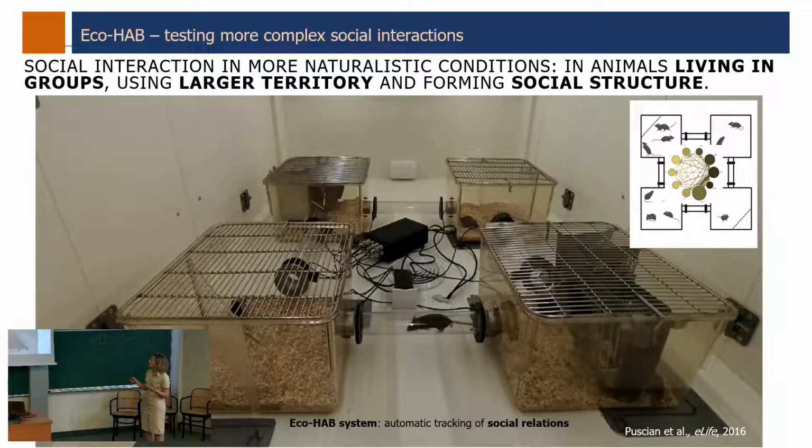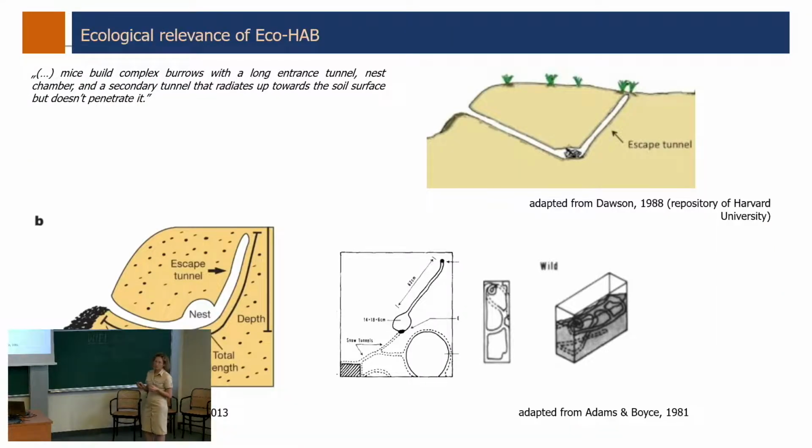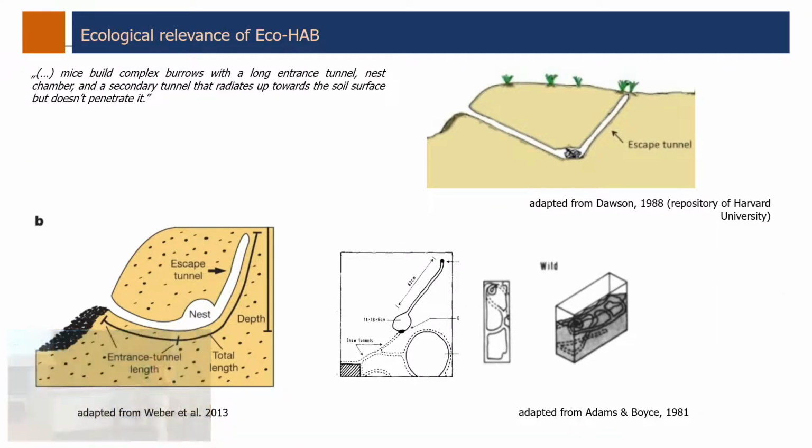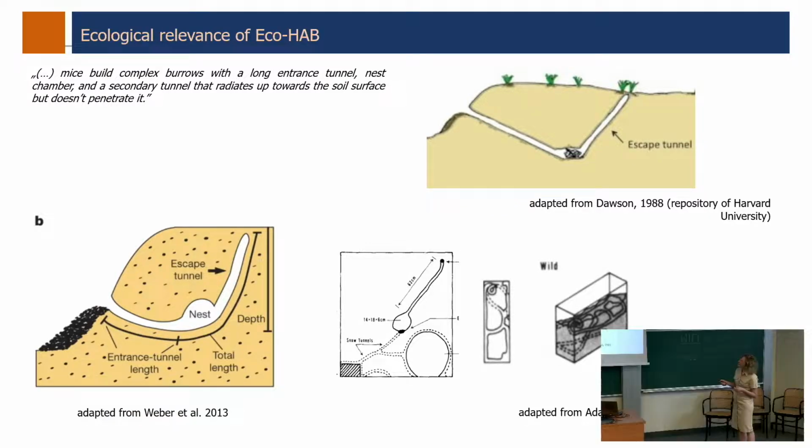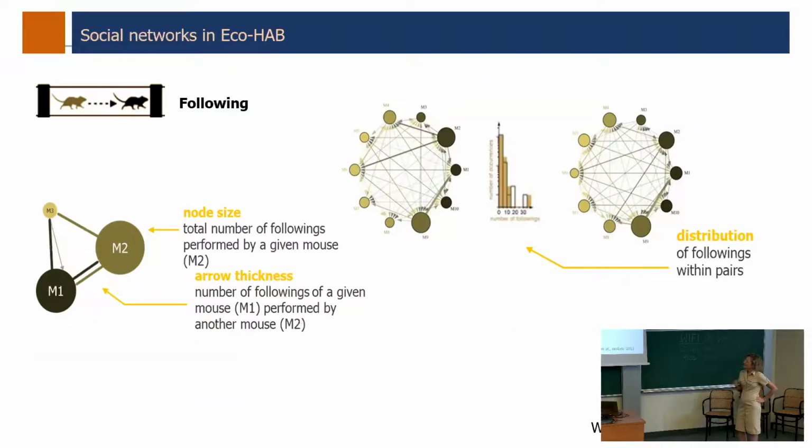So this is still not the natural environment, but it was inspired by field studies that show that mice love corridors, and they have nests and chambers. They dig in the ground. They have chambers connected with corridors, and they really love such an environment. So they also like our EcoHub system, and we can follow their behavior, different kinds of behavior.